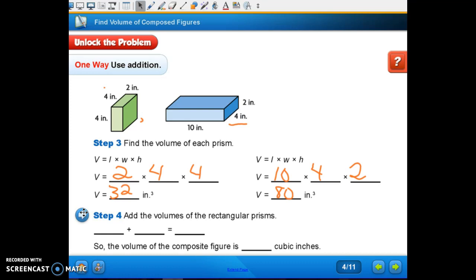Step 4, add the volumes of the rectangular prisms. So what did we get on our first one? 32. And on our second one? 80. And 32 and 80, well, in the ones we have a 2, what is 8 plus 3? 11. 112 inches cubed. So the volume of the composite figure is 112 cubic inches.